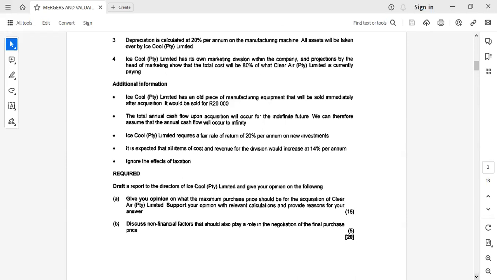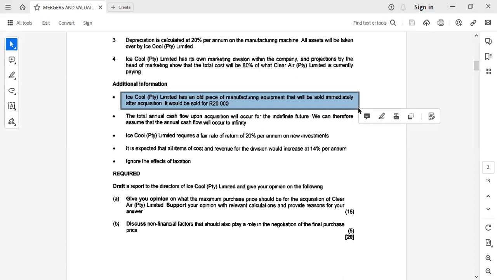Let's read the other additional information. ISCO Limited has an old piece of manufacturing equipment that will be sold immediately after acquisition for 20,000. So that's money that will come in. We should remember that 20,000, but we don't include it in the annual cash flow because it's not an annual cash flow. We want to determine the annual cash flows that will be repeatedly earned or incurred every year. We have to value them separately, and after valuing them we add this 20,000. So any assets that will be sold now represent an inflow, which should also be included within our valuations. Right.